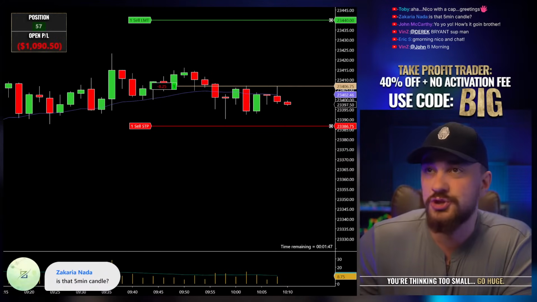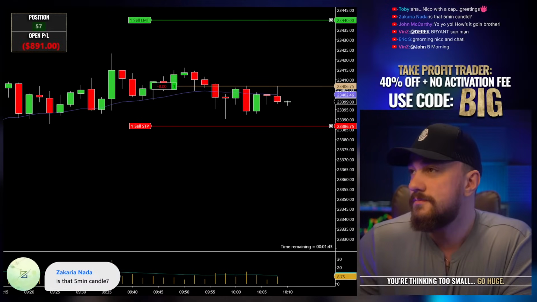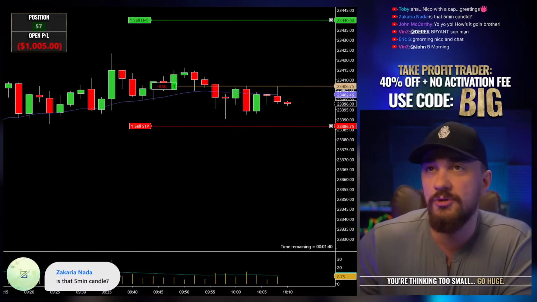Now, we're looking at a 2-minute chart right now. Again, just scalping. This is not a swing. That's why we're looking pretty tight here.